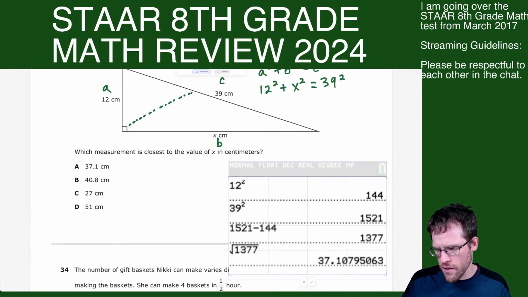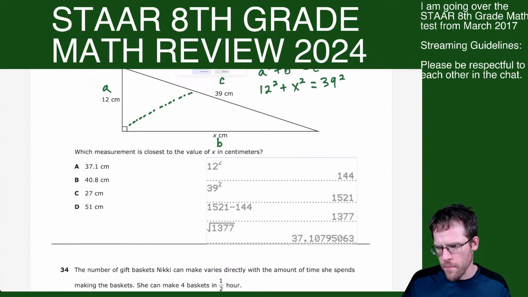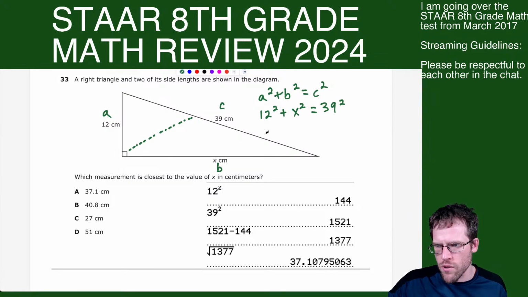So it should be 37.1, but I'm just going to write out the steps just in case people are like, what on earth did you just do in the calculator? I don't want to switch back and forth from the calculator 40 times. I'd rather just get it all done at once. So this works out to 144, 12 squared. And then we have plus x squared equals 39 squared was 1521. And then I go minus 144. So that's what I did here.